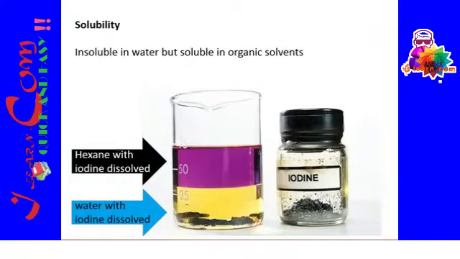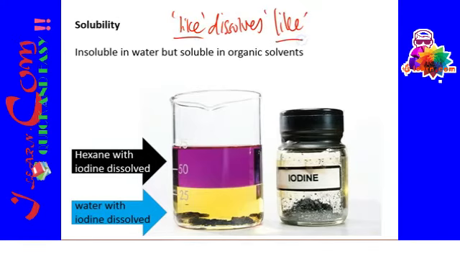Okay, solubility. This was covered before in chemical bonding. But essentially, you can remember this term, like dissolves like. So basically, organic compounds will dissolve in organic solvents. For example, let's say iodine. Iodine is a non-metal, so we can say this is a like as well. So non-metals dissolve very well in organic solvents, like dissolves like.